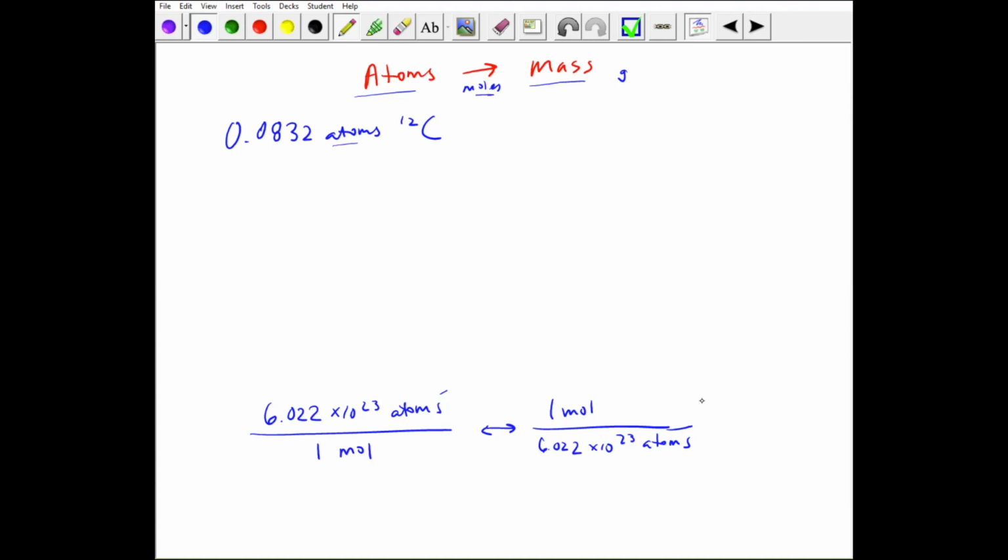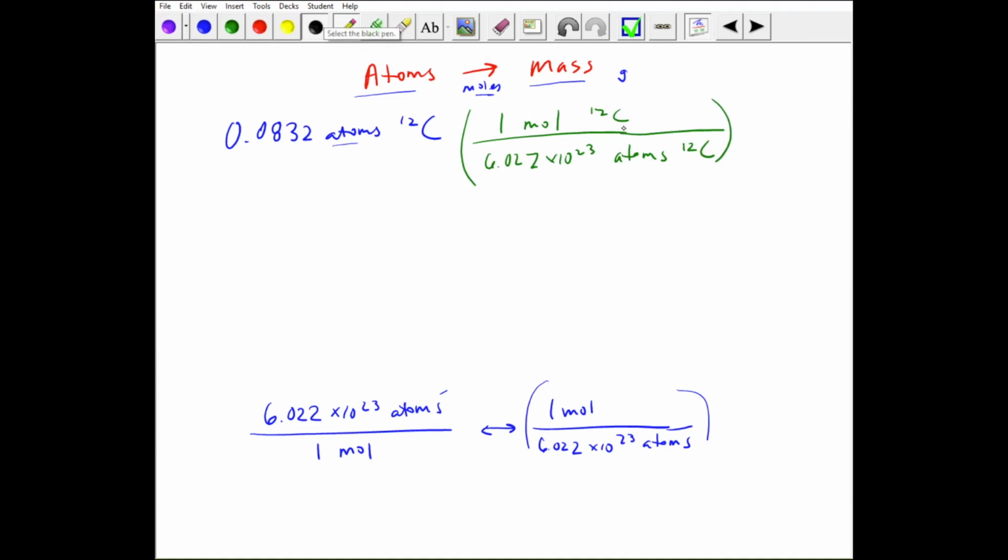To do that, we need to use this form of this conversion factor so that atoms and atoms cancel out. So I'm orienting it like this, and I'm labeling everything. So atoms cancels out, we're left with just moles of carbon-12, still technically carbon-12 atoms. When we do this calculation, we should get 1.3816. We want to leave as many sig figs as we can until the end, times 10 to the negative 25th. What unit do we have? Just moles of carbon-12 atoms.